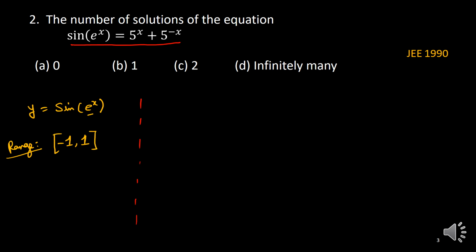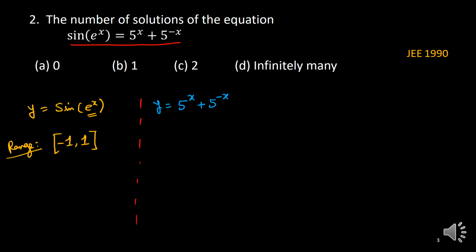But this is a complex exponential form. That does not matter. The y value cannot go beyond 1 and cannot go below -1. That's true. Now what about the next one, 5^x + 5^(-x)? How do we find its range? Suppose this is y.